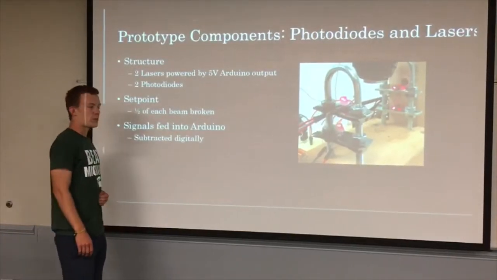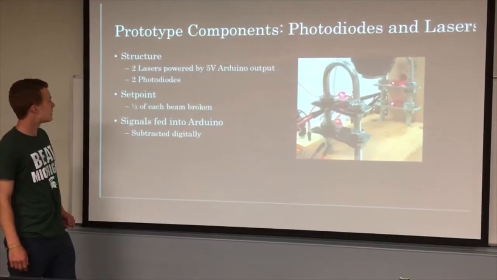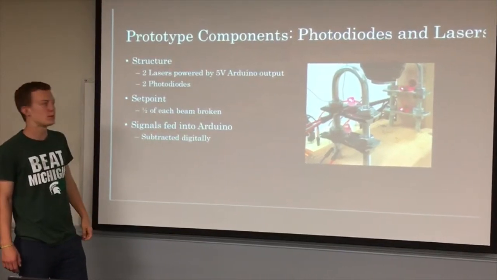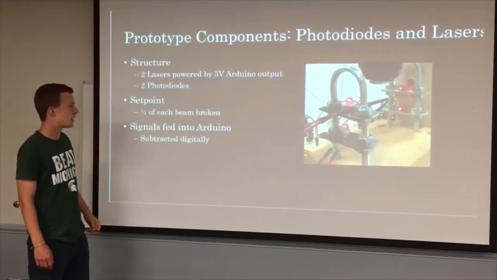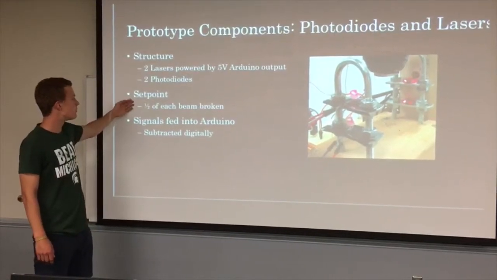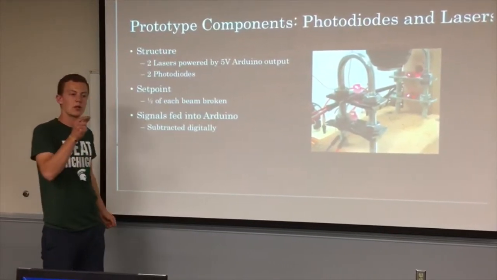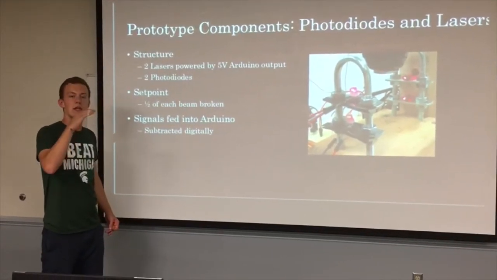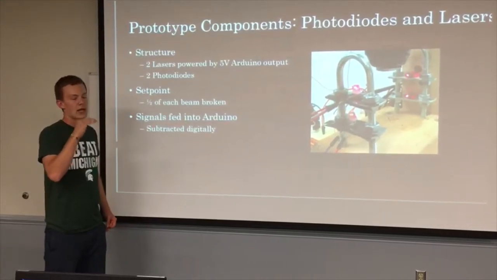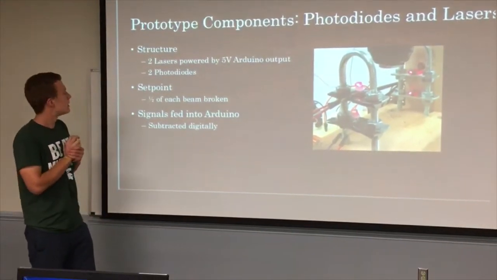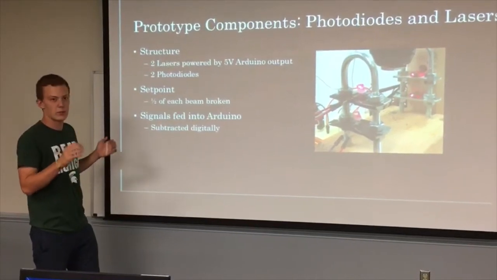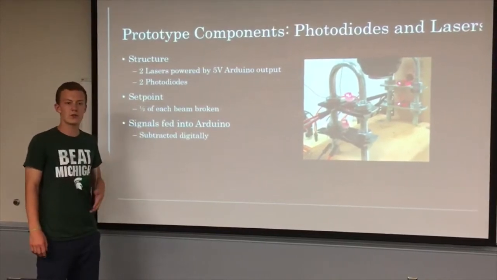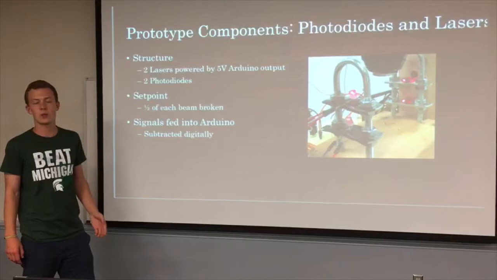Now our first part of our sensor, the photodiodes and the laser. We have two lasers powered by the 5 volt output of the Arduino, two photodiodes. The set point is set up like this, so the ball just breaks half of the beam of the upper laser, and half of the beam of the lower laser. So this is our equilibrium state, we could say. The signals are both fed into the Arduino, so we don't subtract them analog but digital.